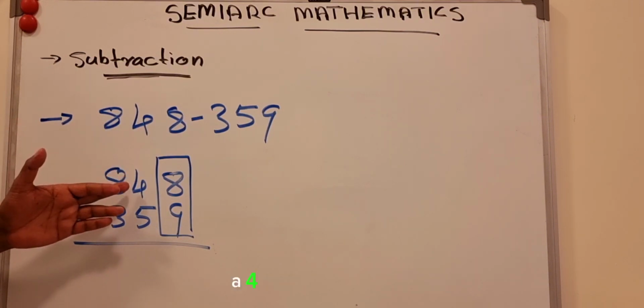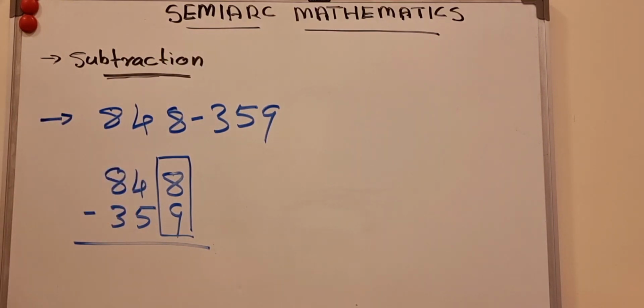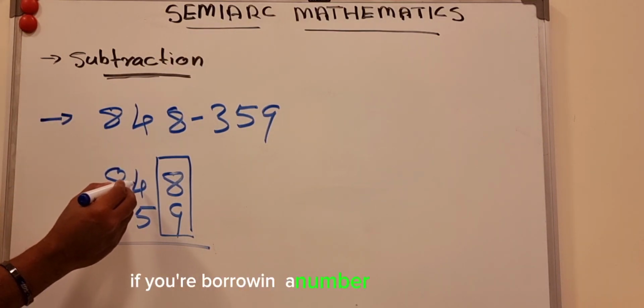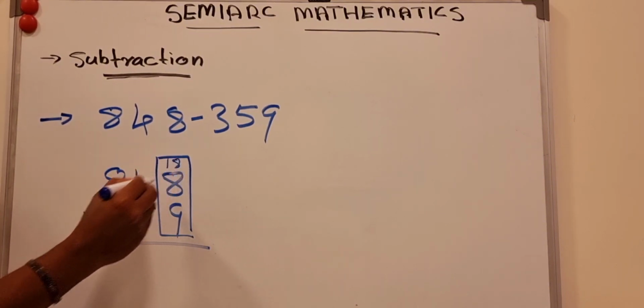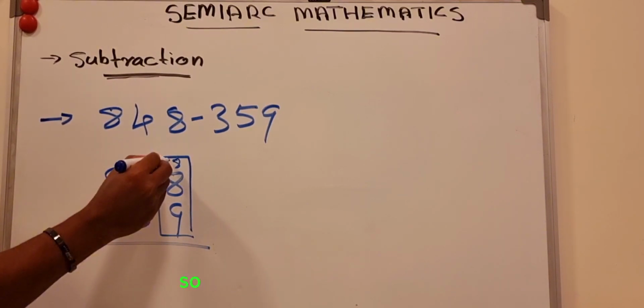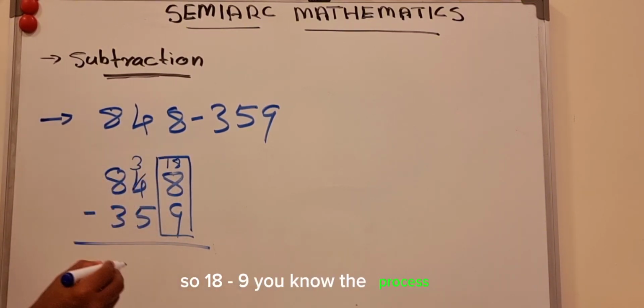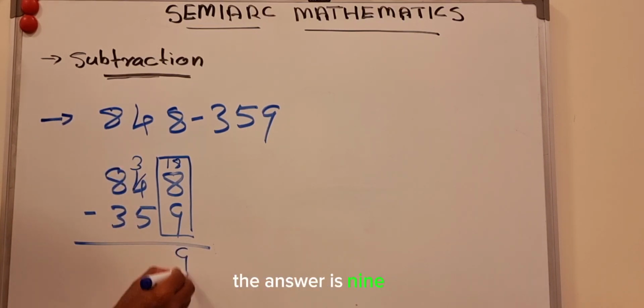So the process is borrowing from the next line. The next line is a 4, at the tens place. I'm borrowing one number from here. So if I'm borrowing a 1 from here, the 8 will change into 18 and this 4 will change into 3 because we have taken 1 from here. So 18 minus 9, you know the process. The difference, 18 minus 9, you know the answer is 9.